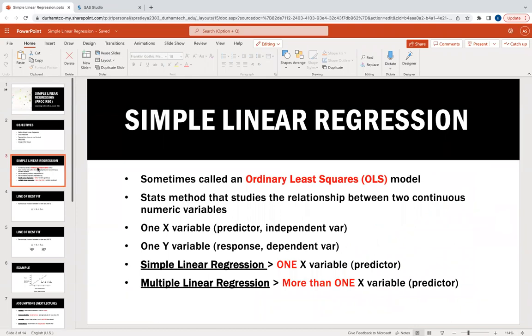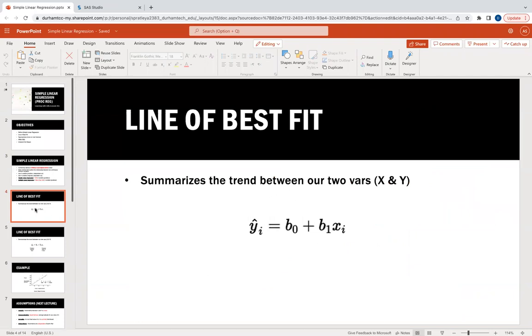Simple linear regression is just looking at the relationship between two numeric variables. In this case of simple linear regression, we're talking about one X variable and how that impacts one Y variable. That X variable is sometimes called your independent variable or your predictor. That Y variable is sometimes called your dependent variable or your response. The equation is very similar to y equals mx plus b, where our predicted y is going to be equal to some y-intercept plus some coefficient times the value of our x variable.